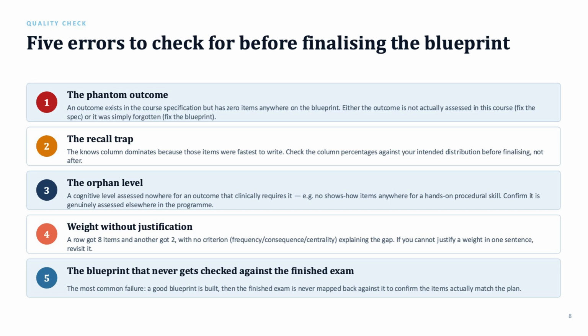Thirdly, watch for the orphan level, where a cognitive level is assessed nowhere for an outcome that clinically requires it, such as no assessment for a hands-on skill. Point 4 addresses weight without justification. A row may have 8 items, while another has 2, with no clear criterion. If you cannot justify the weight in one sentence, revisit it. Finally, beware the blueprint that never gets checked. The most common failure is a finished exam that isn't mapped back to confirm the plan.